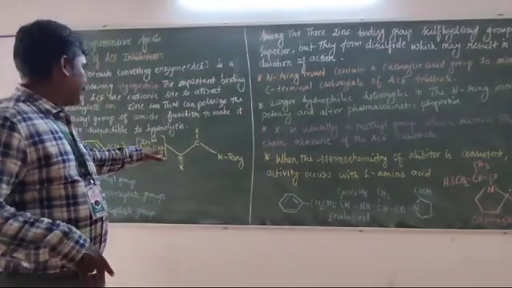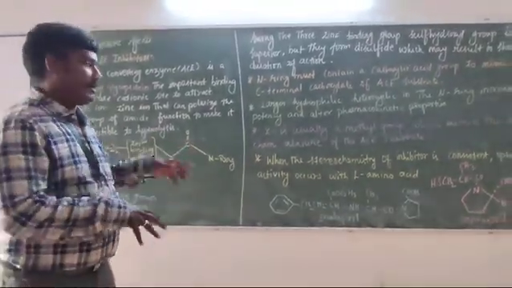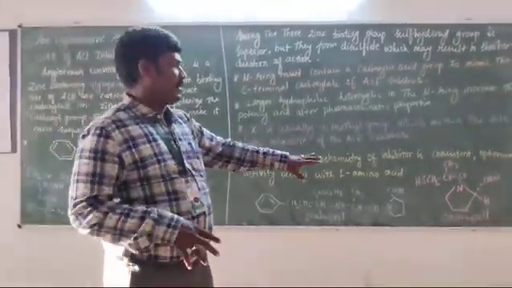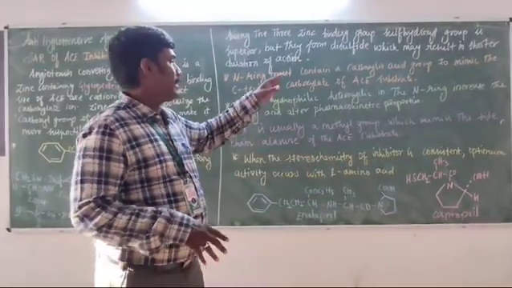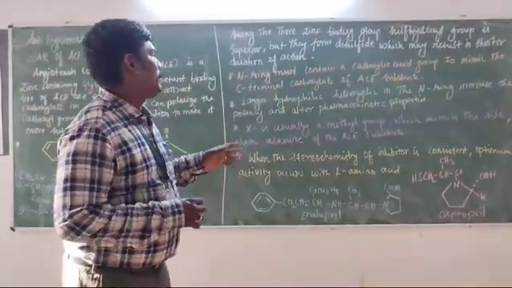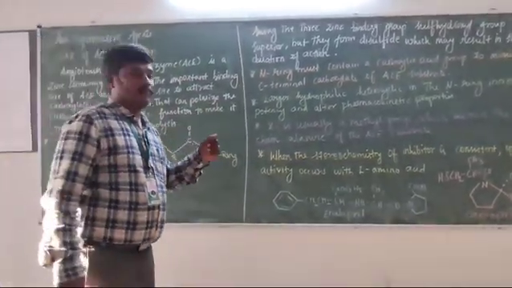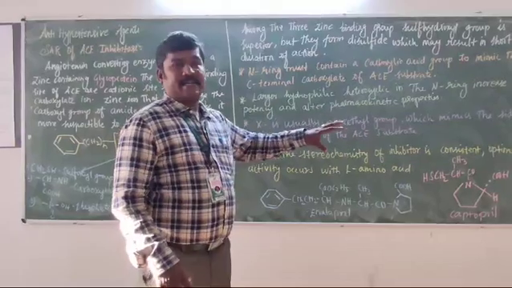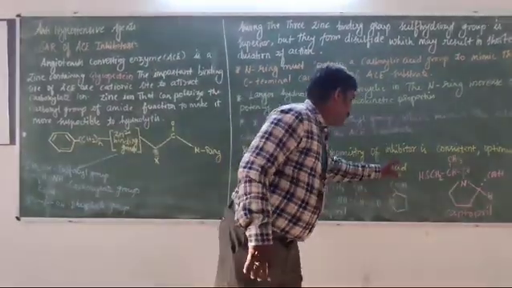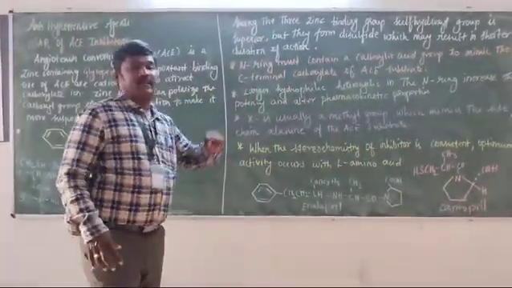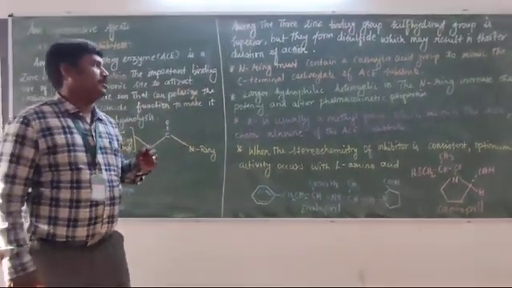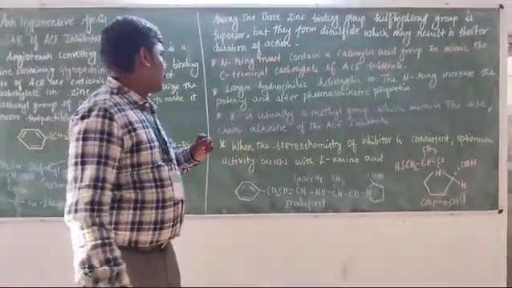The N ring must contain a carboxylic acid group. We will see the structure at that time. We can understand that the N ring should contain a carboxylic acid group to mimic the C-terminal carboxylate of the ACE substrate. So if it contains a carboxylic acid group like this, it will mimic the action of the angiotensin converting enzyme substrate.